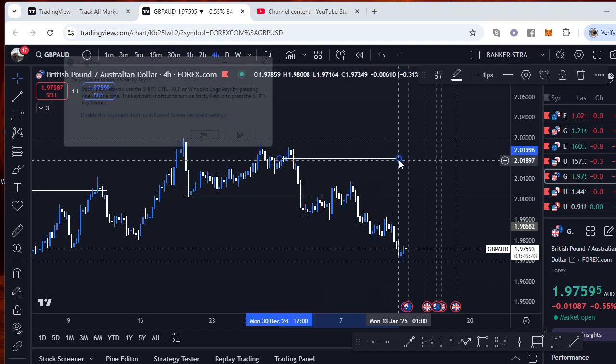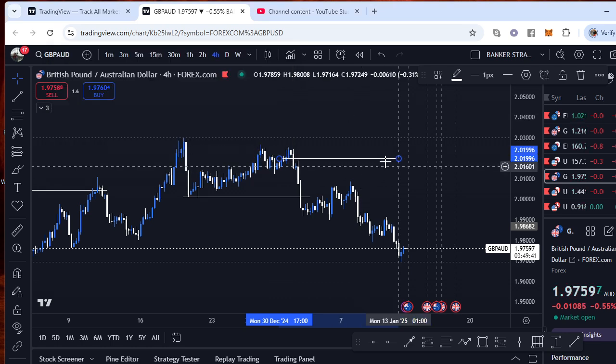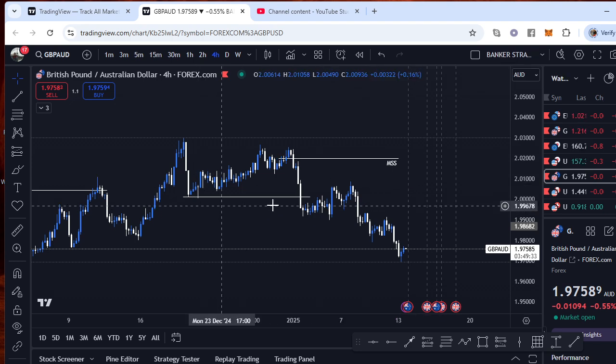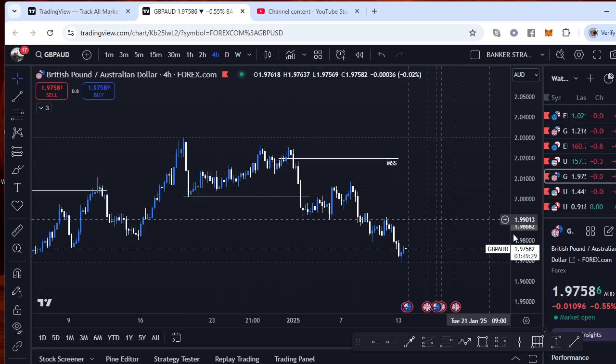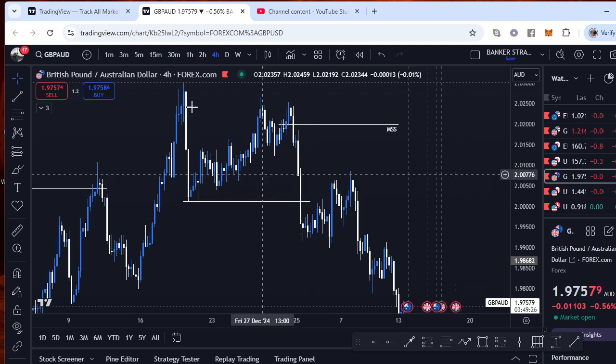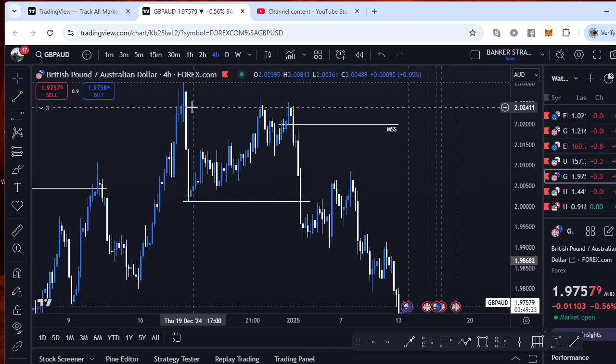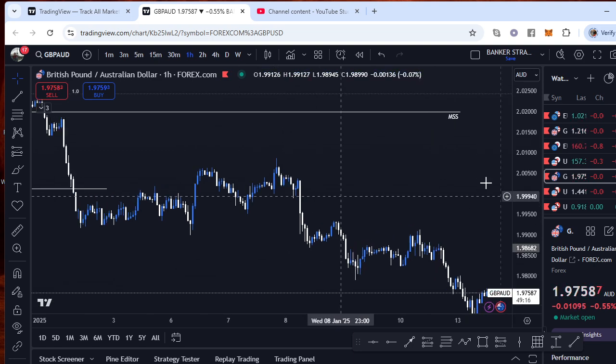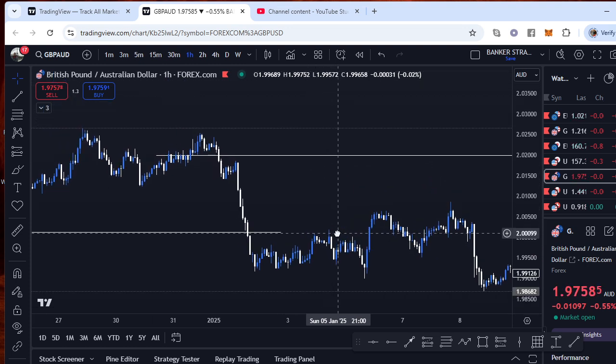Always mark out the market structure shifts. Anything that you see, basically, you want to mark it out, right? So we see that there. Now, because of this shift, we're going to go down to a smaller time frame and see what caused the shift.